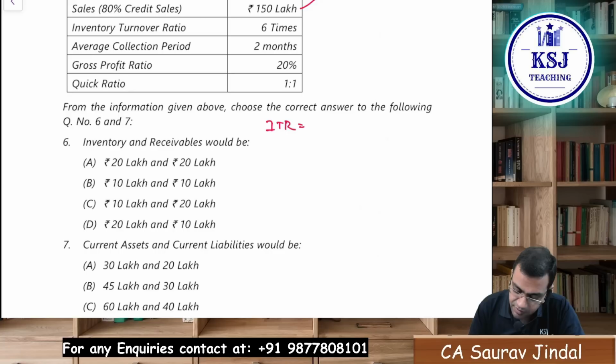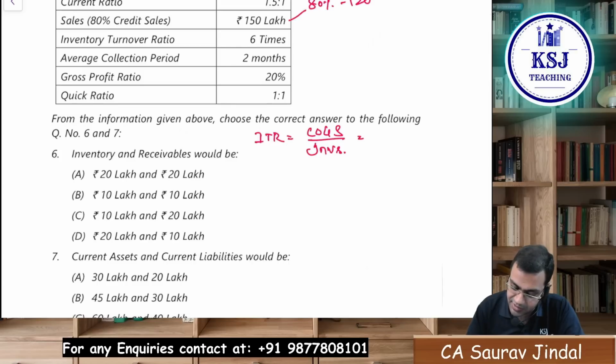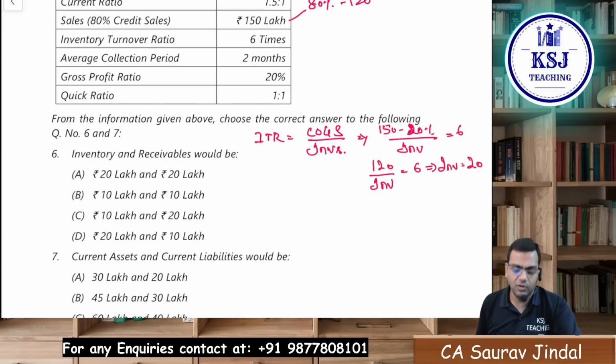The ITR here will be COGS divided by inventory. What will be COGS? COGS will be sales minus GP, that is 150 minus 20%, divided by inventory, that will be equal to 6 times. So 120 divided by inventory will be equal to 6 times. From here inventory will be 20 lakhs. We are calculating in lakhs. So either it is option A or option D. Option B and C eliminated.